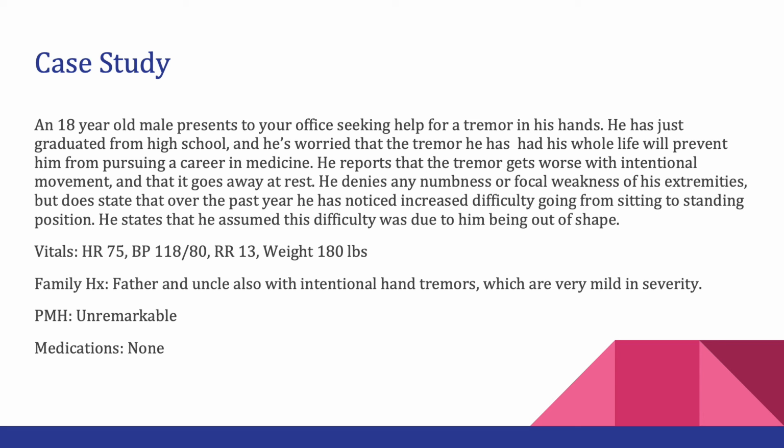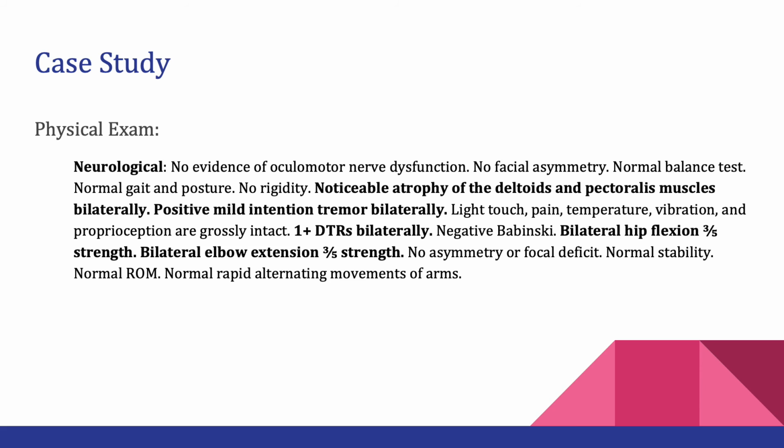So his vitals are normal. Family history: his father and uncle also have intentional tremors in their hands, which are very mild in severity. He doesn't have any remarkable past medical history and is not taking any current medications. So you perform a physical exam, which is unremarkable except for the neurological section. So when you're doing your thorough neuro exam, you have no evidence of oculomotor nerve dysfunction, no facial asymmetry, normal balance, normal gait and posture, no rigidity.